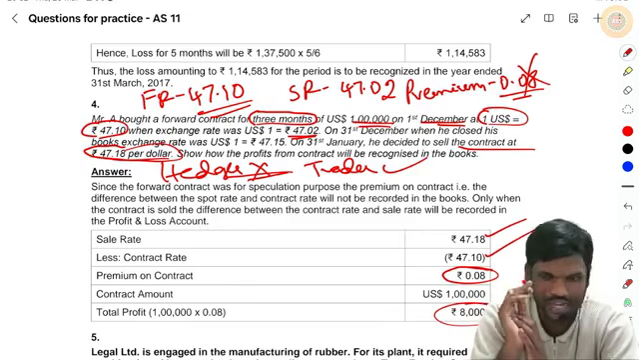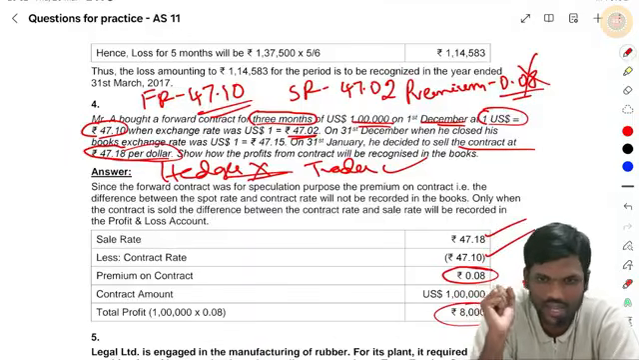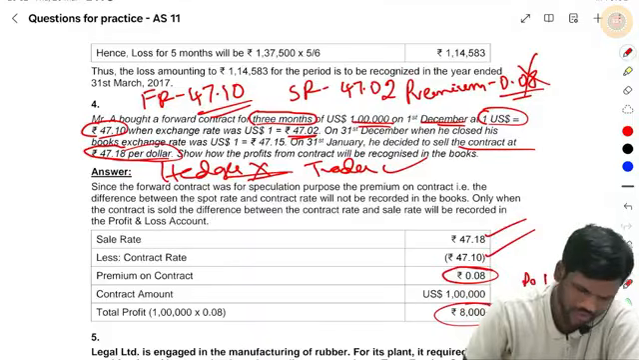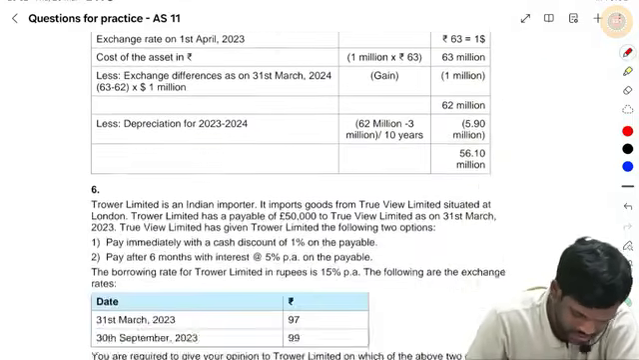Don't worry, the video is not yet done. We are going to discuss one or two more interesting questions which ICAI has asked in the past. We have completed all the principles of this standard. Let us do certain interesting questions which ICAI has asked.